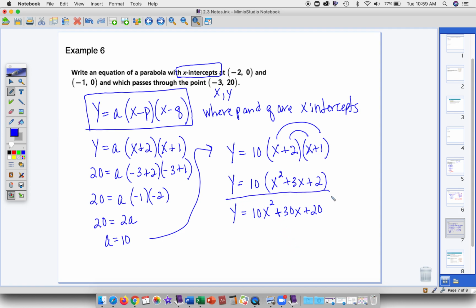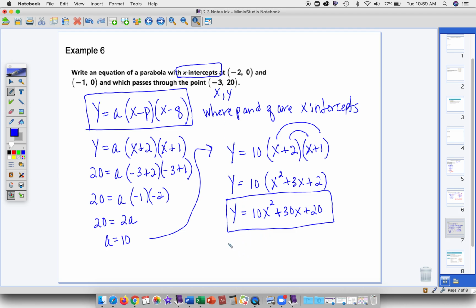So there's the quadratic function that has the two x-intercepts of -2, 0 and -1, 0, and it also passes through this point, -3, 20. And you could verify that by plugging those values in and checking to see if it makes sense. Okay, which actually we could do that.